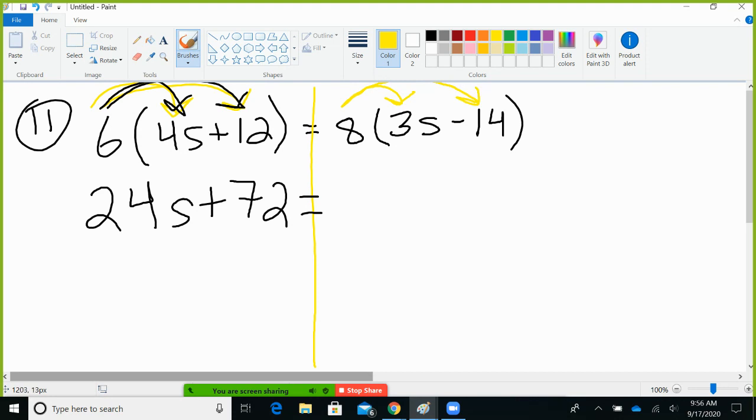All right, so distribute the 8 through the parentheses to the 3s and the negative 14. So 8 times 3s is 24s. And 8 times negative 14 is negative 112. But what's your next step that got you to no solution?